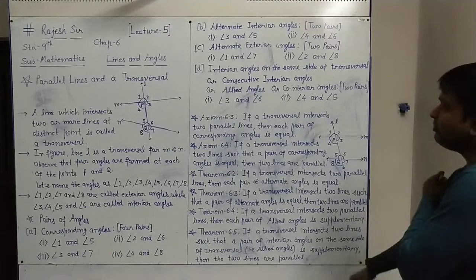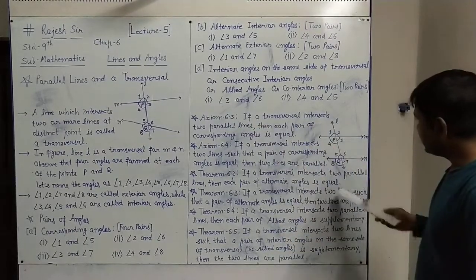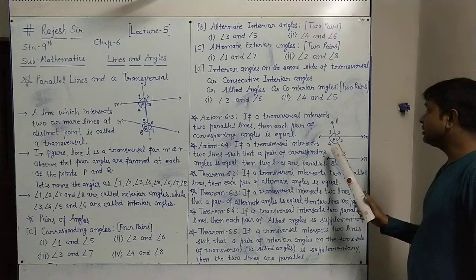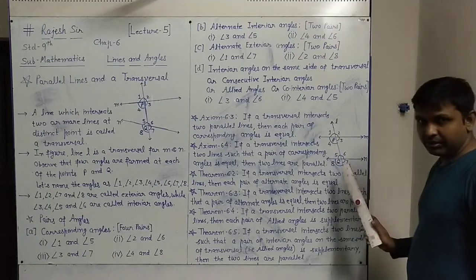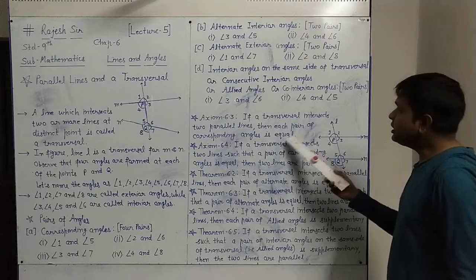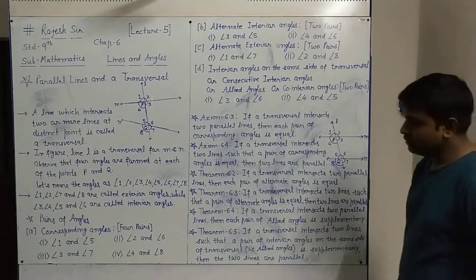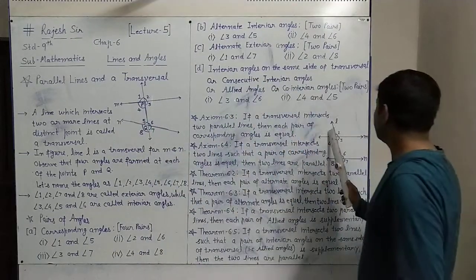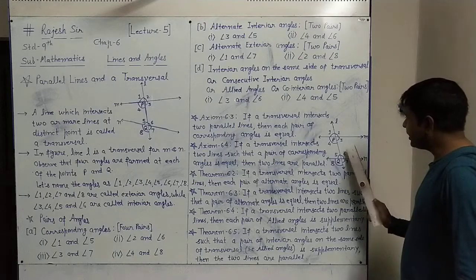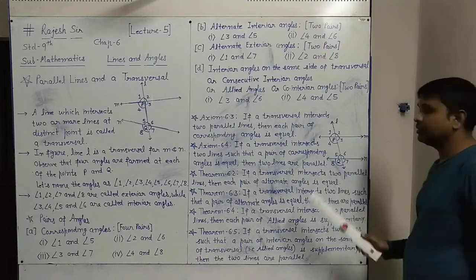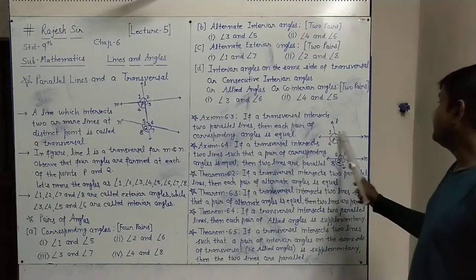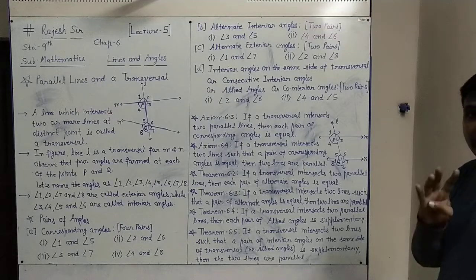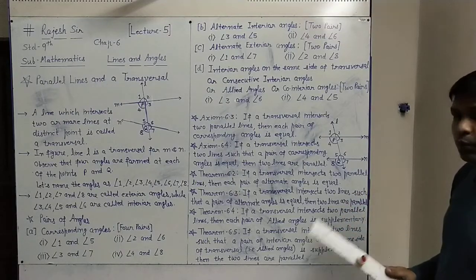What happens? If a transversal like this L intersects 2 parallel lines, these parallel lines, and the transversal is intersecting the 2 lines and those 2 lines are parallel, then each pair of corresponding angles is equal. That we have seen, 4 pairs of corresponding angles, they will be all equal. Means angle 1 is equal to angle 5, angle 2 equal to angle 6, angle 3 equal to angle 7, angle 4 equal to angle 8. So if the lines are parallel and the transversal intersects those 2 parallel lines, then all 4 pairs of corresponding angles will be equal.